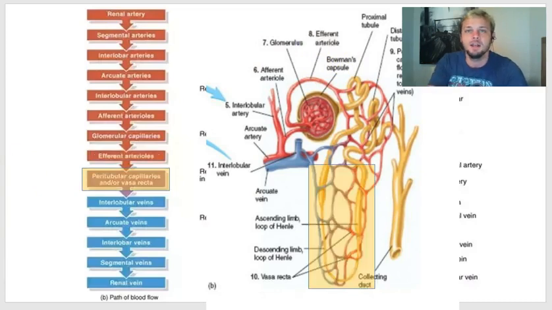Depending on what type of nephron you have, if it's cortical or if it's juxtamedullary, you'll have different types of capillary beds. So you can have paratubular, these ones that are hanging out next to the tubes, or you can have the vasa recta that you see associated with a larger loop of Henle.